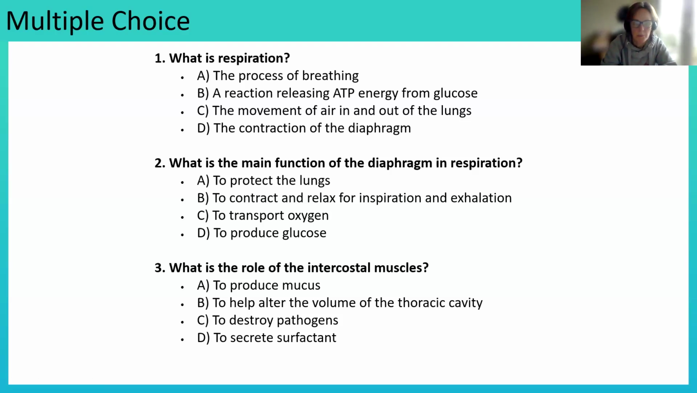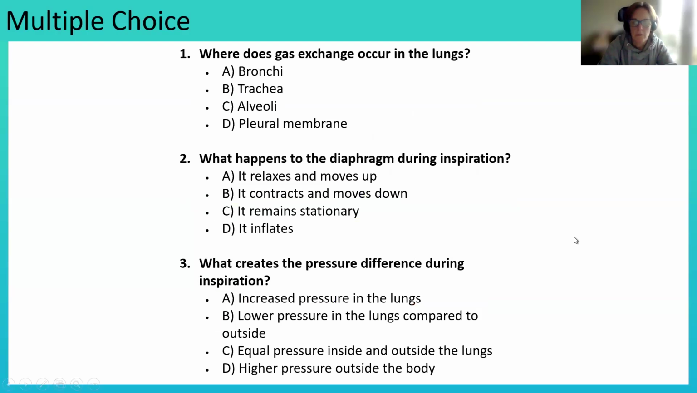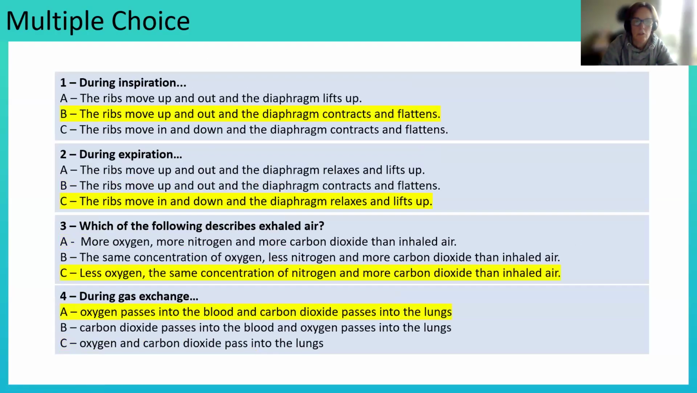Okay, good work. Let's pop them up. Okay, good. So respiration is a reaction releasing ATP energy from glucose. And the main function of the diaphragm in breathing, I should say, is to contract and relax for inspiration and exhalation. And what's the role of the intercostal muscles? They are there to help alter the volume of the thoracic cavity. That's the name of the chest cavity. I should have explained that earlier. Sorry. Right, I'm going to skip through these questions to make sure we cover everything.